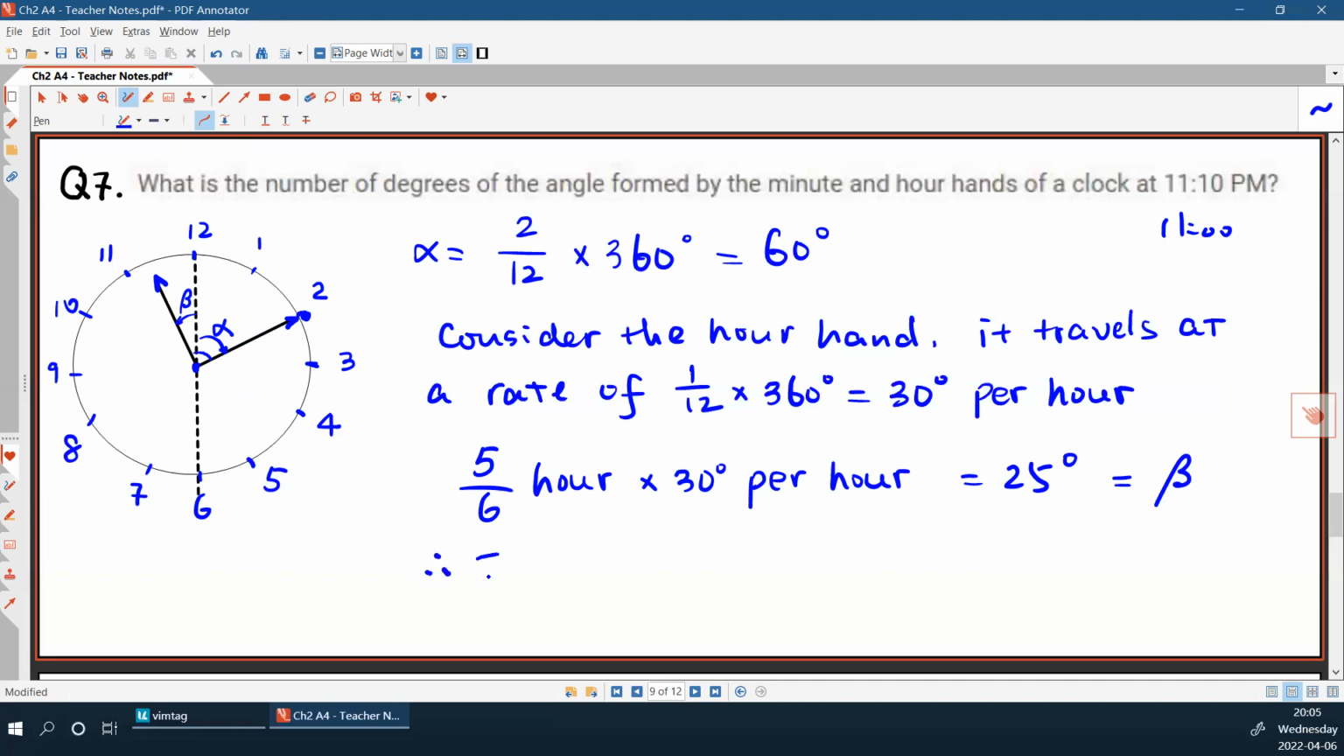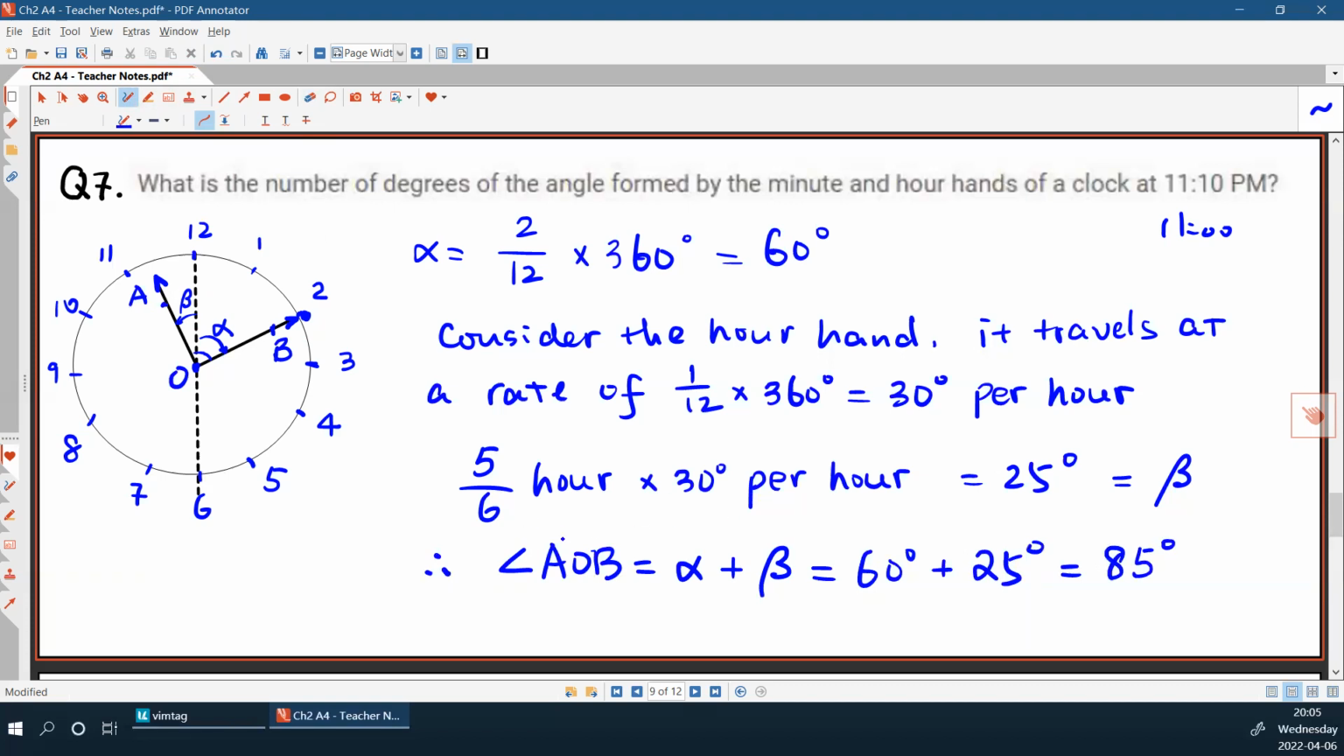Therefore, let's call it AOB. Therefore, angle AOB should equal the sum of alpha and beta, which is 60 degrees plus 25 degrees, which is 85 degrees. You follow me? Yeah. Okay. Please have a look at this question and let me know if you finish.